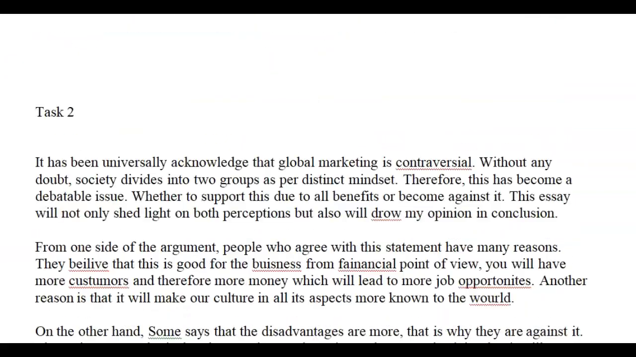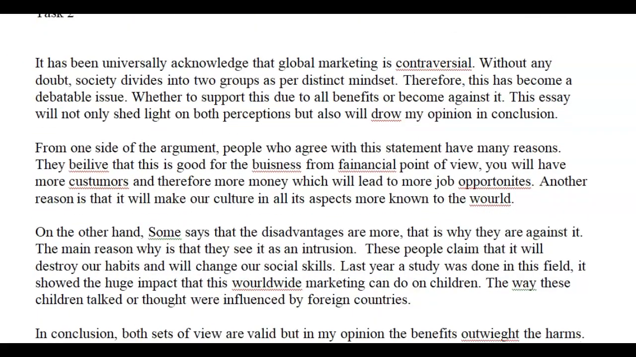All right. Now I want to take a look at your Task 2. It's about global marketing. Let's see what you wrote. "It has been universally acknowledged with a D that global marketing is controversial." Careful with your spelling. "Without any doubt, society divides into two groups as per distinct mindset. Therefore, this has become a debatable issue."